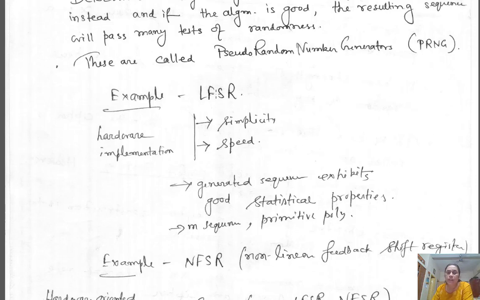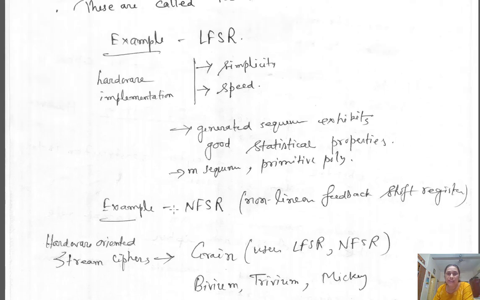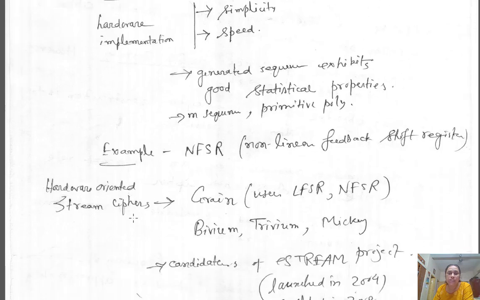Another example, also a hardware implementation of a pseudo-random bit generator, is called NFSR. LFSR is a linear feedback shift register, where we use a linear recurrence relation. NFSR is a non-linear feedback shift register, which considers non-linear equations. These are hardware oriented, and using LFSR and NFSR, hardware oriented stream ciphers were designed.